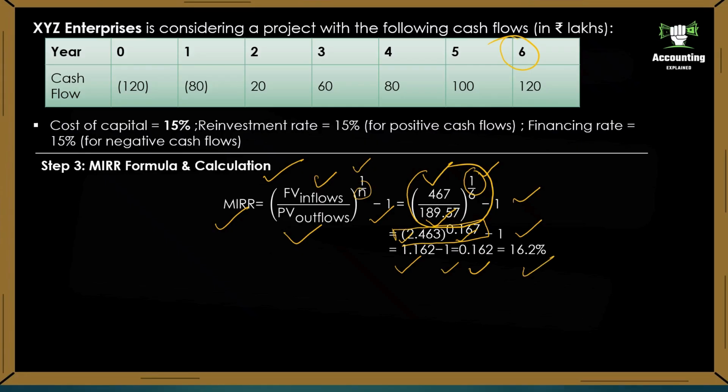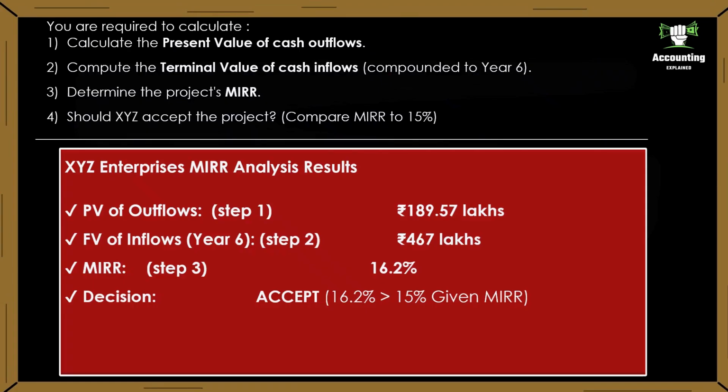We are going to summarize our answer as per the question. In the question, first they have asked you to find out the present value of cash outflows. So we will write the heading as XYZ Enterprises MIRR analysis results. PV of outflows, step 1: rupees 189.57 lakhs. Next, they have asked us to find out the terminal value of cash inflows. In other words, it is future value of cash inflows. Refer step 2, rupees 467 lakhs.